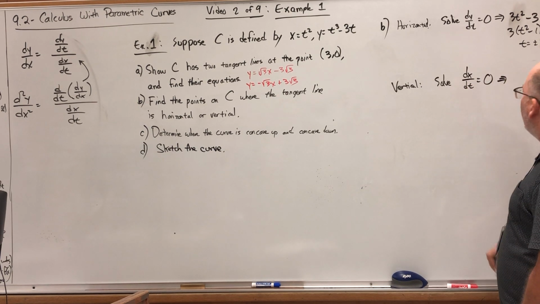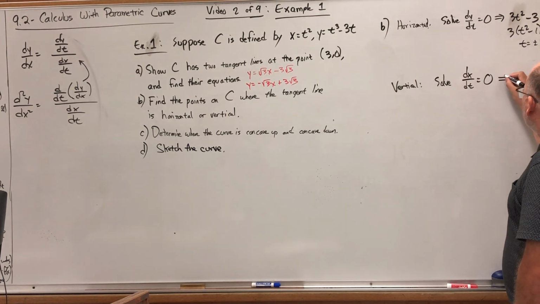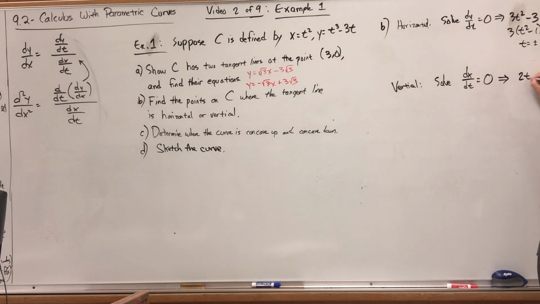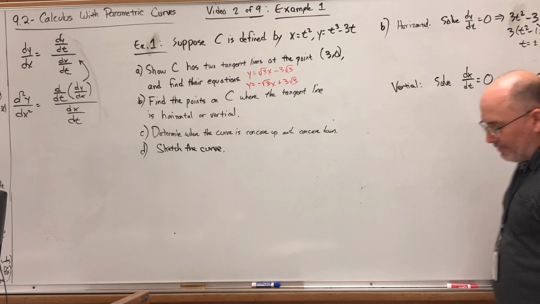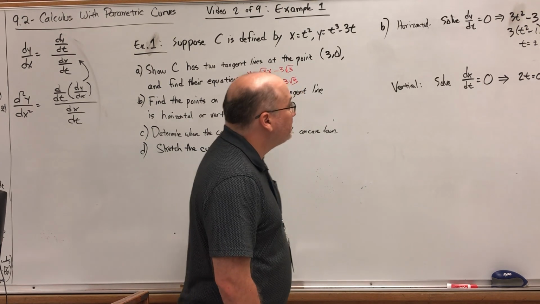This implies that this derivative, which is 2t, is equal to 0. Well, this implies t is equal to 0. That's good. That's a different value of the parameter than we got up here. We don't have both derivatives being 0 simultaneously, so we do have vertical and horizontal tangent lines.